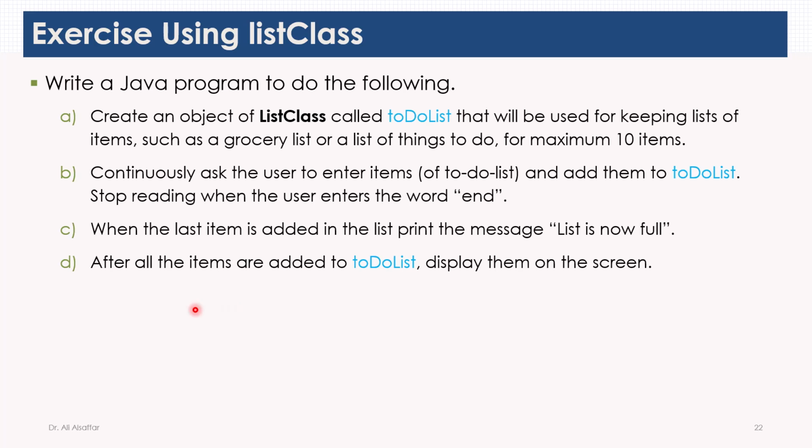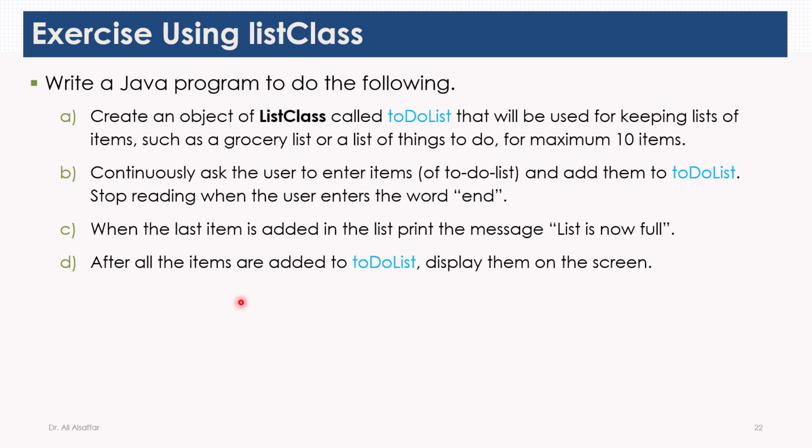In the last part, after all the items are added to the list, we need to display them on the screen. Now we need to think about how to display the elements inside the list, inside the array of the class. Remember that the list, which is the array defined inside list class as a private data member. So there is no way we can access it from outside the object. Therefore, we need to look into the class definition again and see what method can help us to give us the elements inside the array.